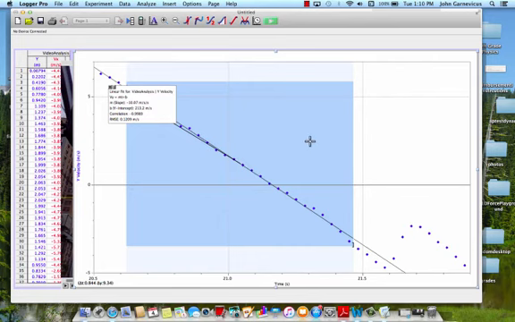Alright, so we're going to talk a lot more about this kind of experiment, but in the meantime, hopefully that cleared up just the basic use of Logger Pro to analyze a video like this.